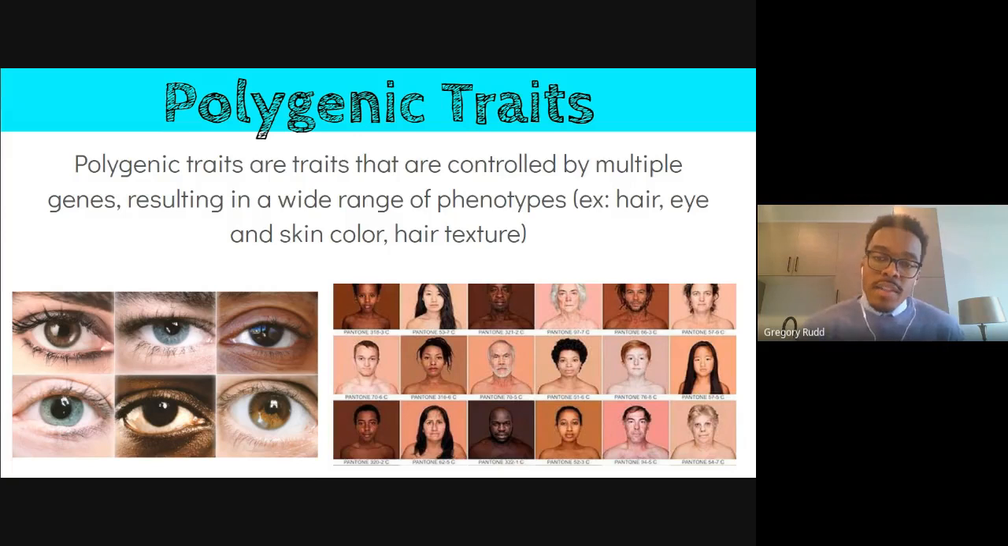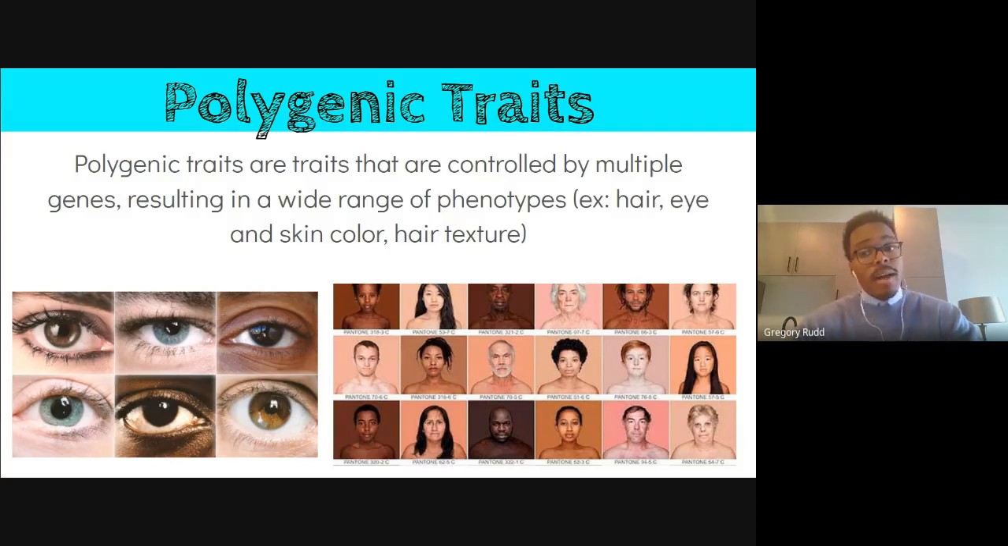This is true of skin color. This is true of eye color. This is true of hair texture and hair color. This is true of height. This is true of size. This is true of vocal tone. How deep or how high pitched is your voice?